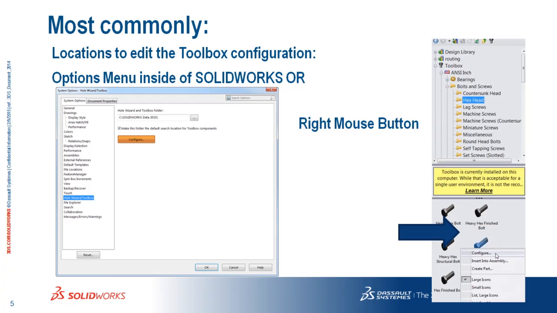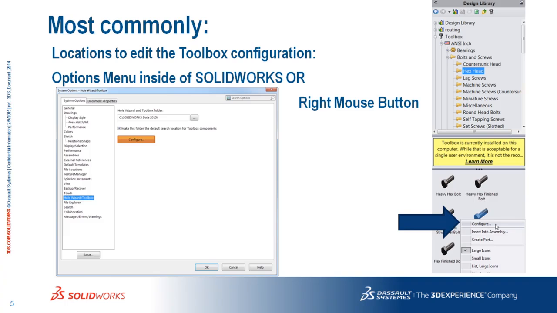And you can also just dig into the Toolbox, find the fastener you're looking to configure, right-click on it, choose Configure, and it'll open up the configurator as well. So it's all over the place. You can get to it from everywhere.